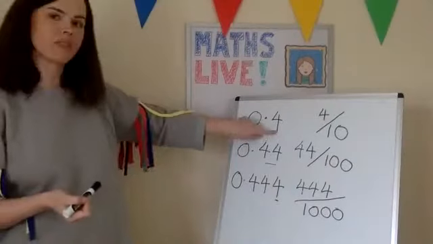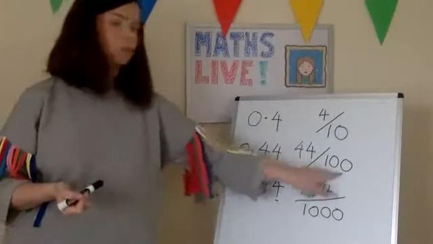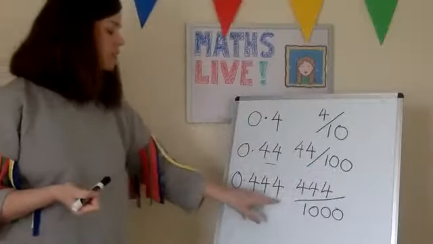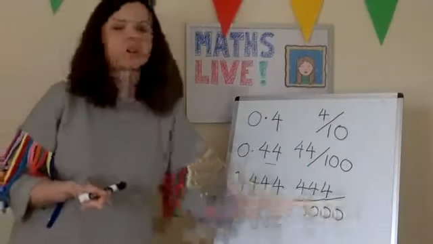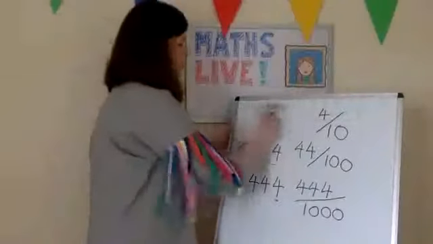So that's how it works. If there's just one number after the decimal point, it's over 10. If there's 2 numbers after the decimal point, it goes into 100. And if there's 3 numbers after the decimal point, it goes into thousands. And so on, it can continue.